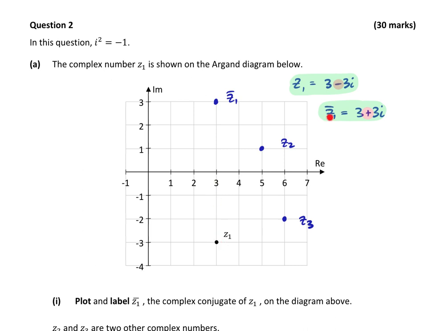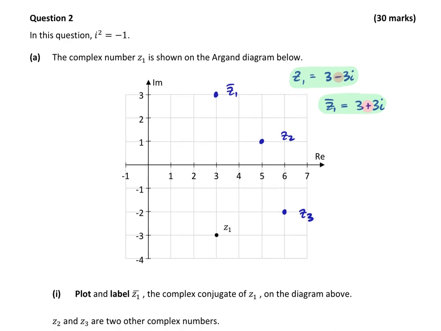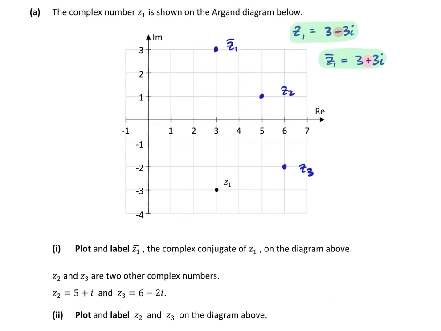So this is coming across 3 and down 3, so it's 3 minus 3i. And the complex conjugate is going to be when we change the imaginary part from a negative to a positive. So all we do is we take the imaginary part, if it's a negative, we change it to positive. If it's positive, we change it to negative. In this case, it was negative, so we changed it to positive. So 3 plus 3i. So we're coming across 3 on the real and we're going up 3 on the imaginary. So you can see there, the complex conjugate of Z1 is going to be just here. Okay, so we've plotted and labelled it.